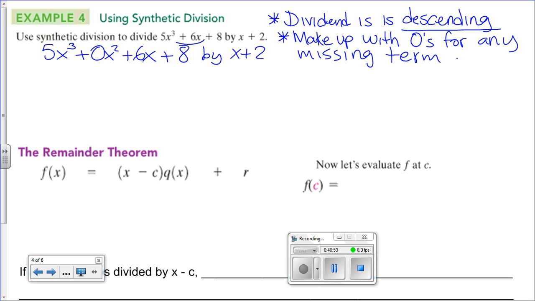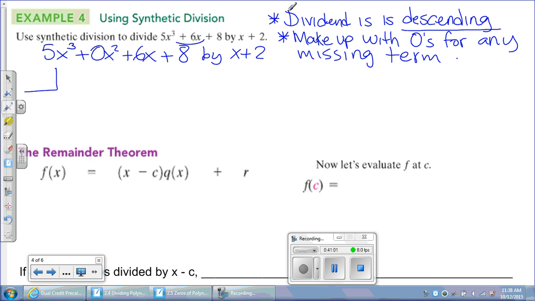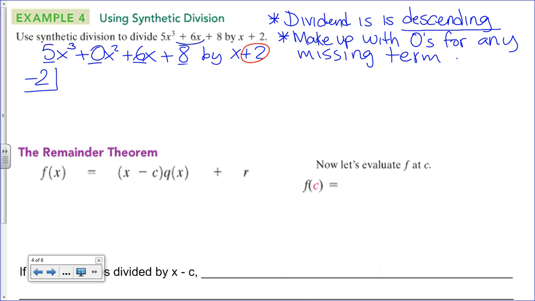So when we do synthetic division, the number that goes inside the square will be the opposite of this plus 2. So that's going to be a negative 2. And that will save us the trouble of subtracting, right? Or changing the signs. So now we list the coefficients here, and we'll make sure that we're not missing any. So our powers must be 3, 2, 1, and this will be x to the power 0, correct? That's the constant term. So the coefficients are 5, 0, 6, and 8.